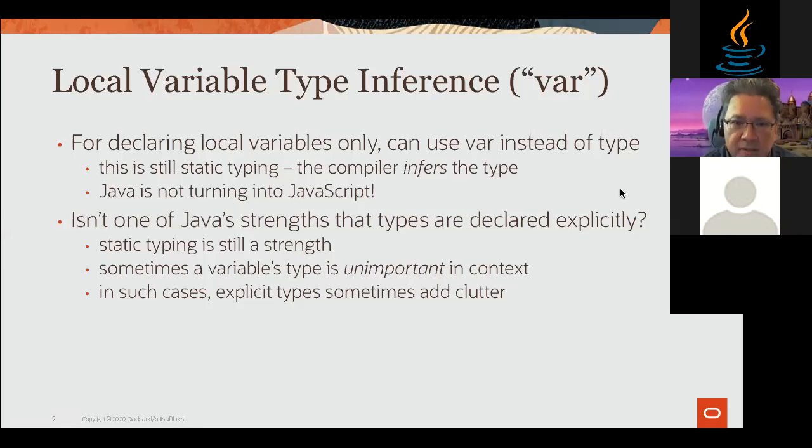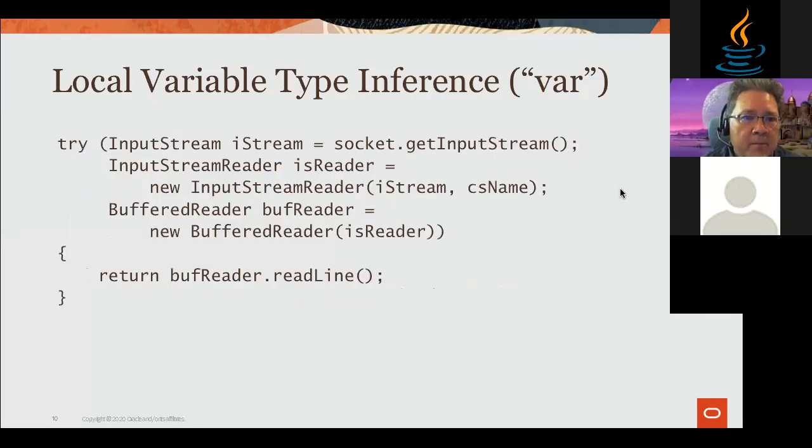So let me show an example of that here. This is a try with resources statement where we have a socket and we want to read a line of text from it. But we have to go through several steps to do this. From the socket, we get an input stream and store that in a variable. And then we wrap that in an input stream reader and store that in another variable. And then wrap that in a buffered reader.